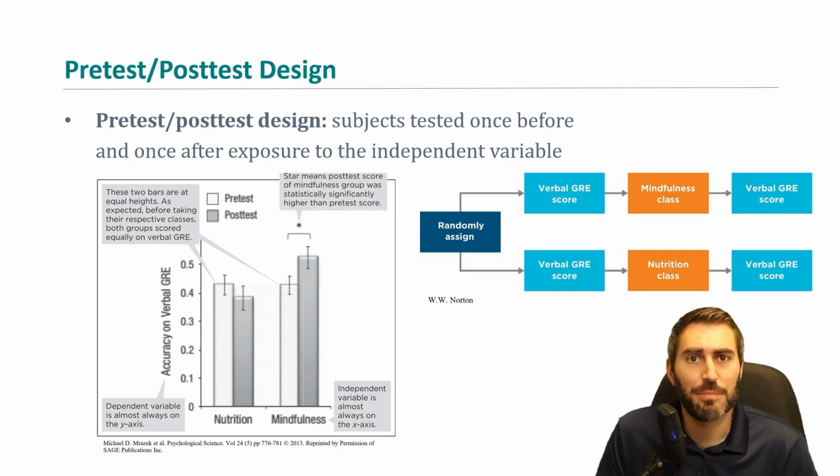The second option is a pre-test, post-test design. Here you randomly assign participants to your groups, but you test them on the key dependent variable twice. Once right before they experience the independent variable, and once right after. This graph uses a verbal GRE and mindfulness study to illustrate this. Participants take a verbal GRE test as a pretest, then split into either a mindfulness class or a nutrition class for 2 weeks, then take another verbal GRE as a post-test. If you look at the graph, you can see exactly why this is useful. Both groups started at the exact same accuracy level on the pretest, but only the mindfulness group showed a statistically significant improvement at the post-test.